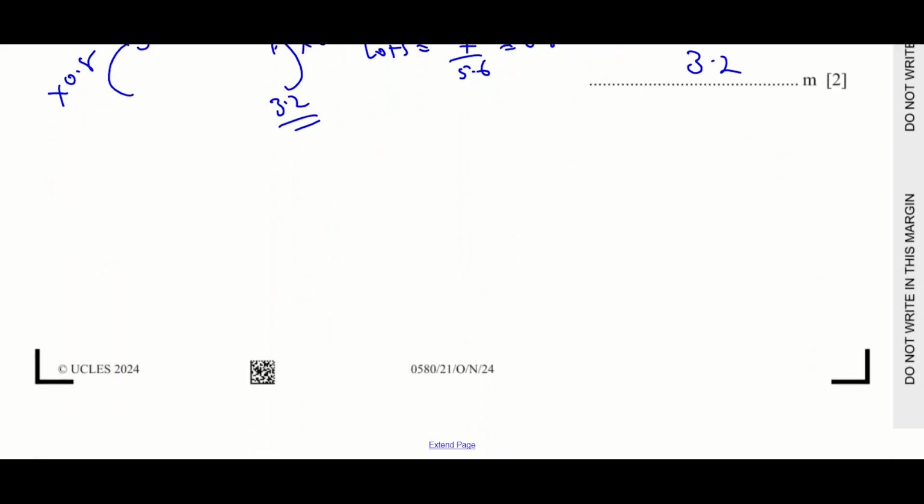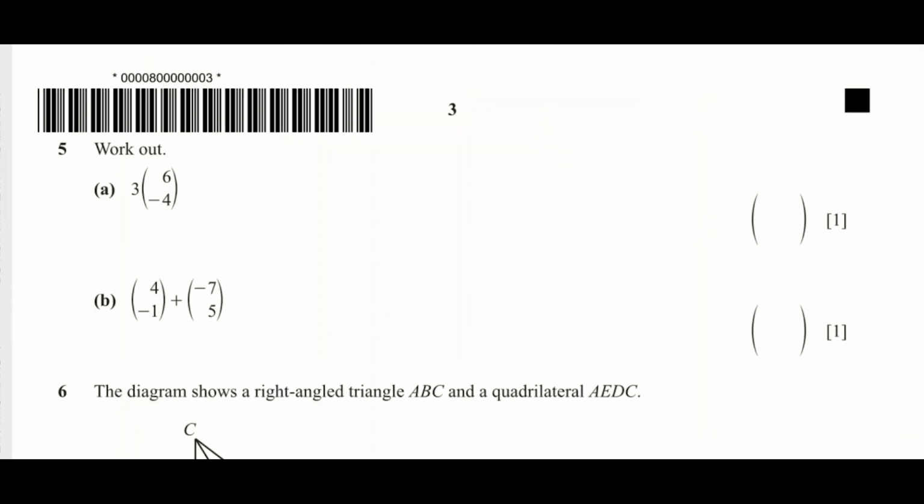So let's go to the next question. That will be question 5. Work out this. So this will be equal to 3 times 6, 18, and 3 times -4, that will be -12. So you have 18 against -12. And here, this sign becomes minus, that will be 4 minus 7, that will be -3.